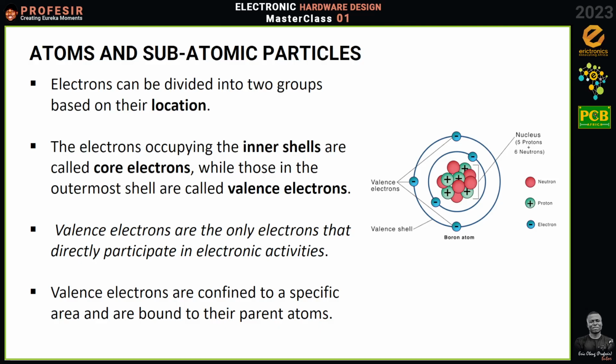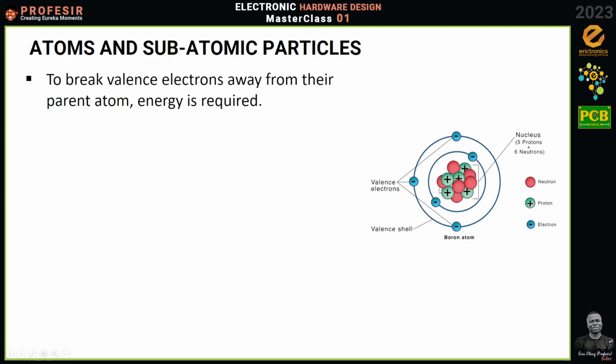Okay, so valence electrons are like that. Once they are in the valence shell, they are attached to the parent. But the interesting thing is that they can easily break away from their parents. And how do they do that? The valence electrons are very interesting because they can be removed easily. Now, the key word is easily.